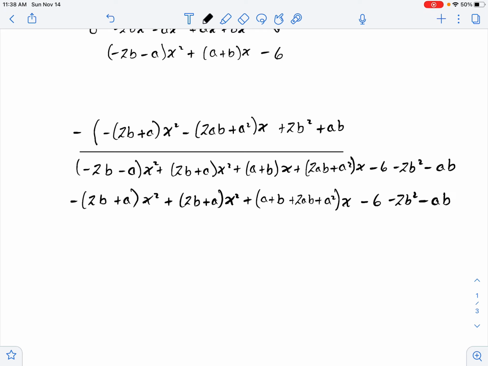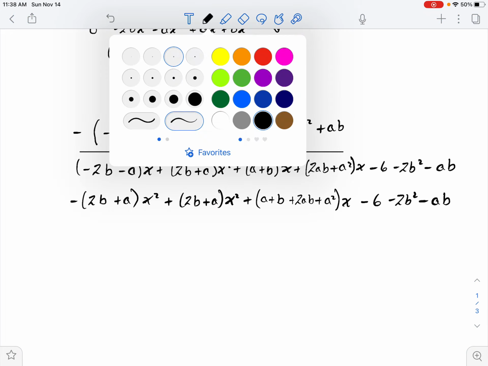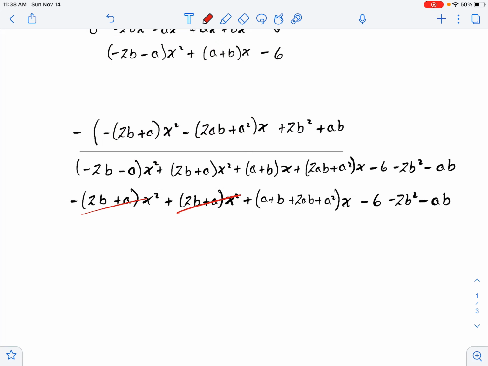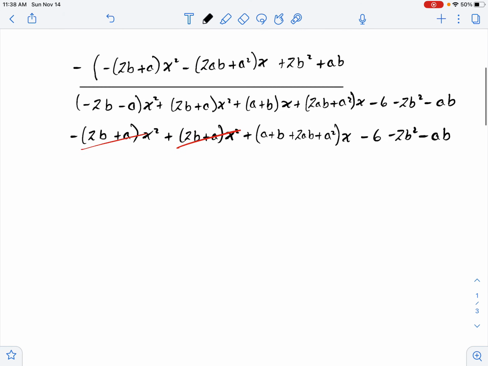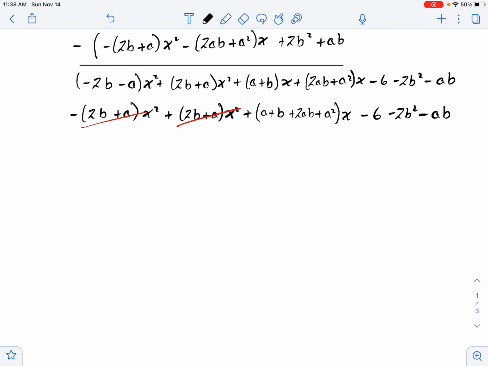If I look, I notice that at the front I've got negative 2b plus ax squared plus 2b plus a x squared, so these two terms cancel. That's nice. I'm left with, if I gather up all my like terms, my final line: a squared plus 2ab, I'll rewrite it in this order, plus a plus b, x, and then minus 6 minus 2b squared minus ab, and that's it.